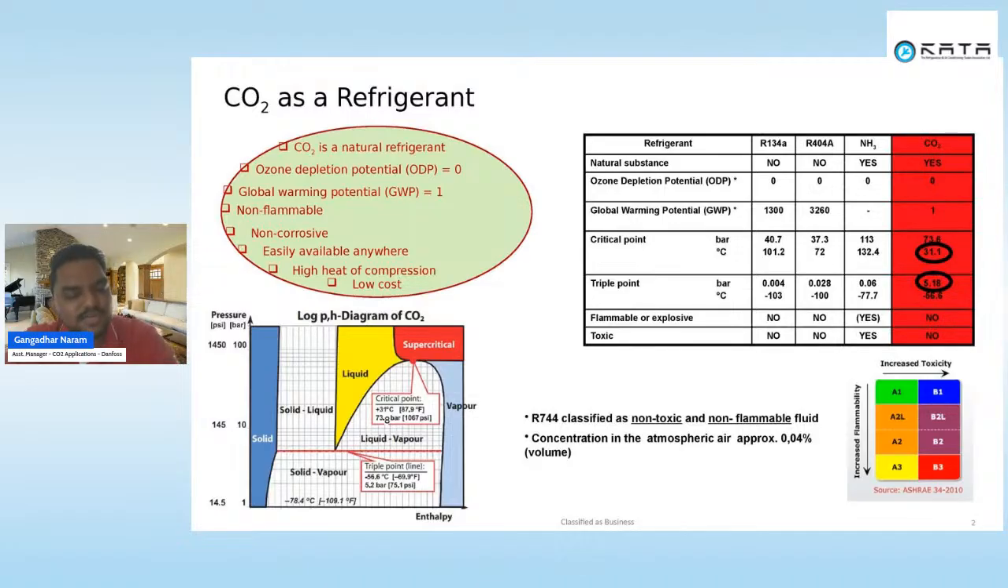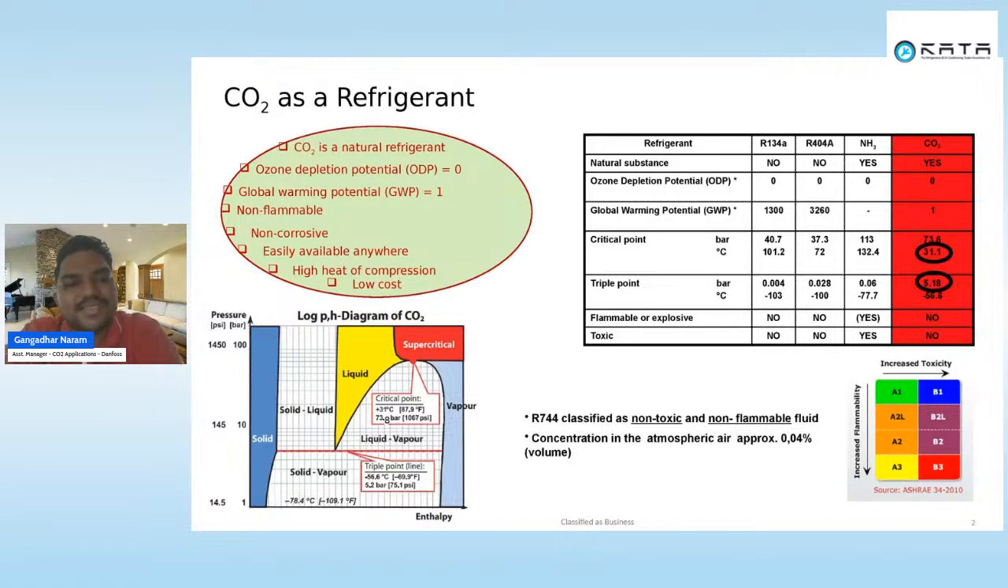If you look at CO2, first of all, it is a natural refrigerant. Like ammonia, it is also widely available in nature. It has an ozone depletion potential of 0 and a global warming potential of 1. It is a completely non-flammable and non-corrosive refrigerant, easily available everywhere, and it has a high heat of compression and low cost, and it is cheaper than other conventional HFC refrigerants.